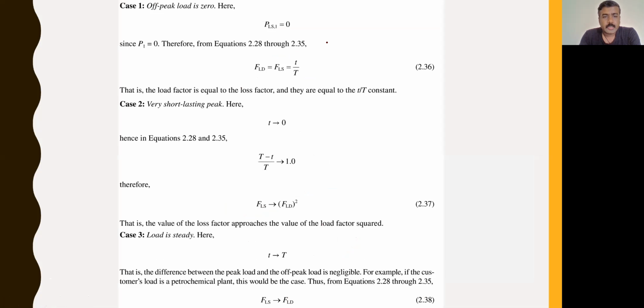So if you are considering three different case conditions, that means when the off-peak load is 0, when there is a very short lasting peak, and when the load is steady. With respect to these three conditions, we get one straight condition first, where we observe the off-peak load is 0. So the load factor and loss factor are equal to t by T. That means the load factor is equal to the loss factor, and they are equal to t by T, which is some constant value.